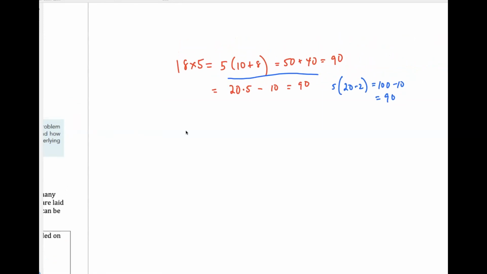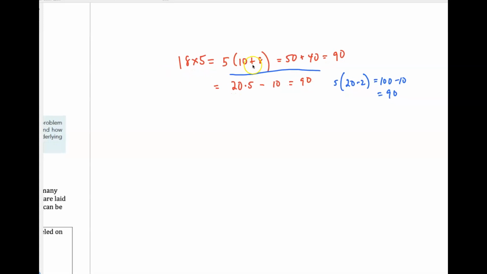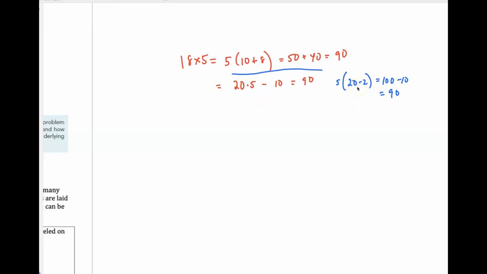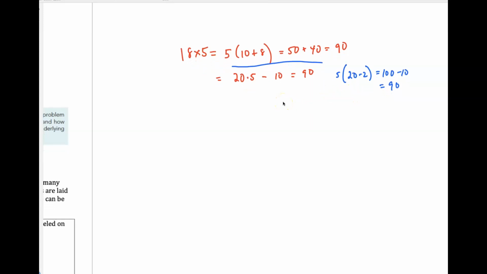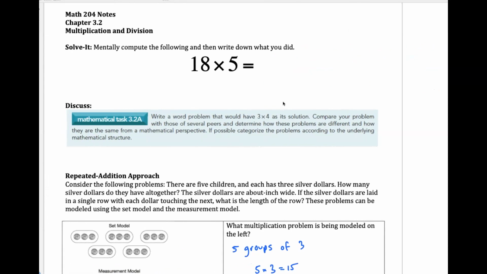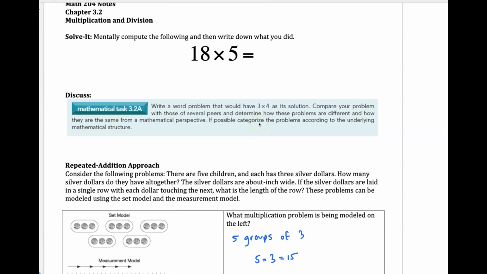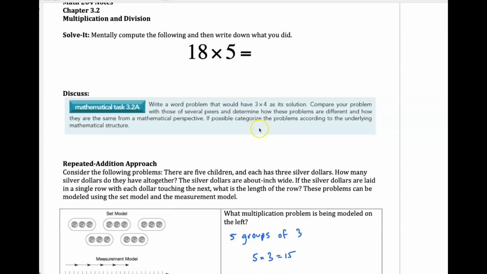I wrote a couple down here. Some might do 18 times 5 is the same as 5 times 10 plus 5 times 8, so you get your 90. Some may say 20 times 5 is 100 minus 10. And that comes from 20 minus 2 is equal to 18, and then using the distributive property. So those are two different ways to calculate that. You probably came up with a different way potentially, and I really want you thinking about the thinking strategies, as we talked about in the previous section.